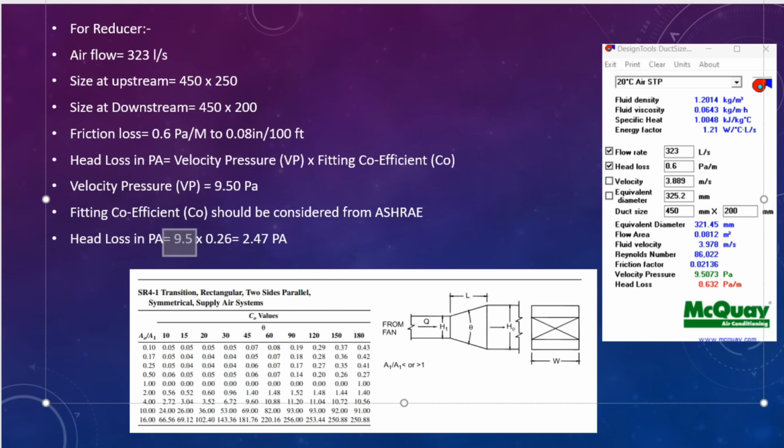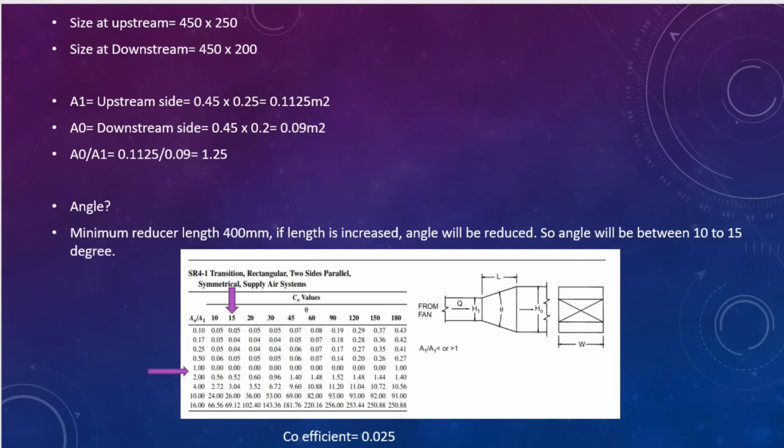And the second important thing is the fitting coefficient, that you have to take from this ASHRAE application data book only. For example, if you want to take the fittings coefficient, you have to know two important values.